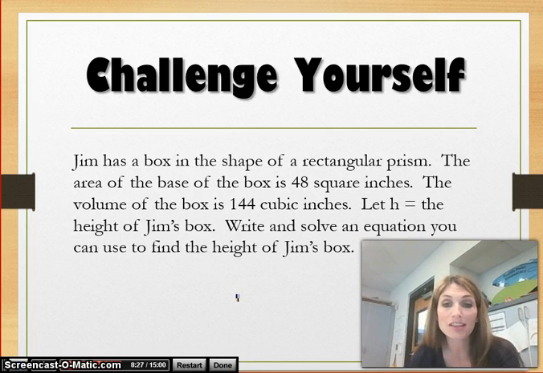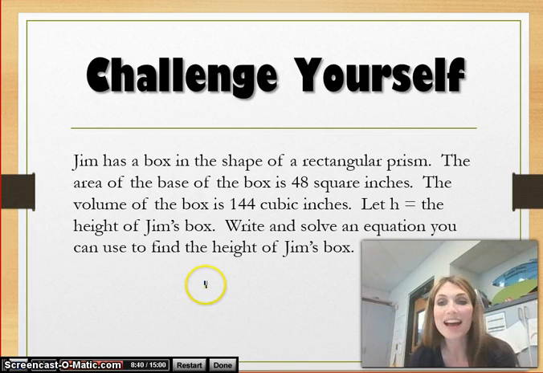Write and solve an equation you can use to find the height of Jim's box. This one is a little challenging, but I know you can do it. Just think through and remember to find volume. We have to know the length, the width, and the height. So think about that as you work through it, and we will check it tomorrow in class.